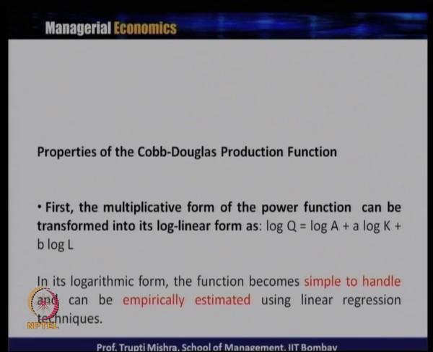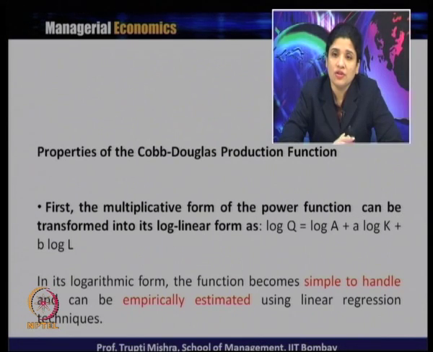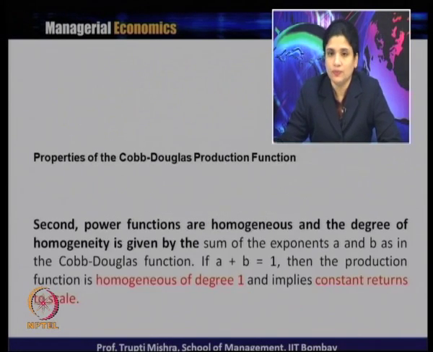Firstly, the multiplicative form of the power function can be transformed into a log linear form, like log Q is equal to log A plus a log K plus b log L. So, in logarithmic form, the function becomes simple to handle and can be empirically estimated using linear regression technique. What is the benefit of it being transformed into a log linear form? It becomes simple to handle, and when we are doing an empirical analysis using the Cobb-Douglas production function, using linear regression technique we can empirically estimate it.